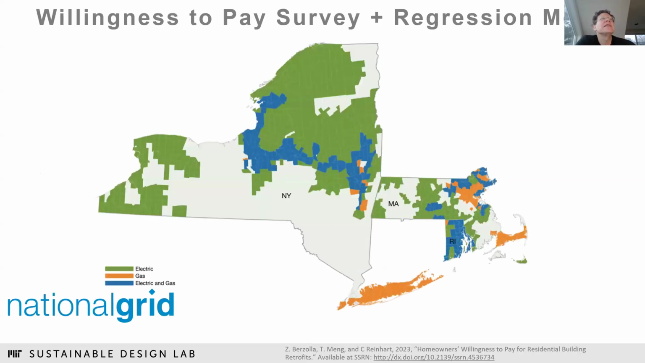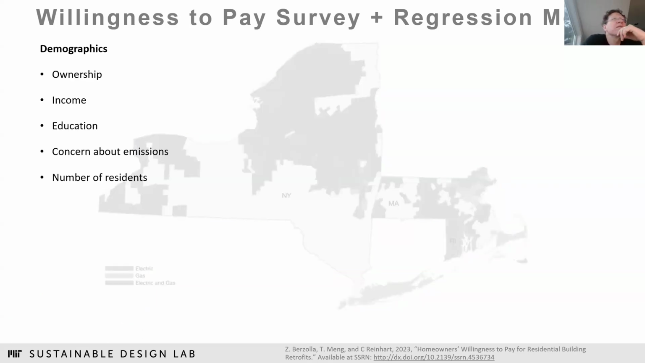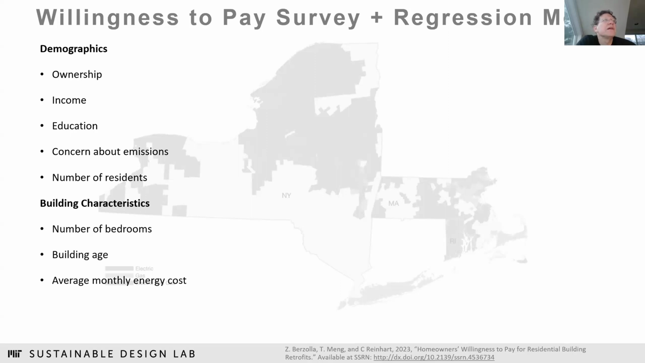And so for that, we recently teamed up with National Grid, which is a gas and electric utility in New England, and worked with their surveying team to ask 1,500 households a series of questions. What we basically found out over the survey participants is if they own the house, income, education level, concerns about emissions, number of residents. One of the key inputs that really matter are if you own your house and what your income level is. Education has an effect, but your concern about the environment is really a key driver. And then we collected some information about the building itself, including its age.